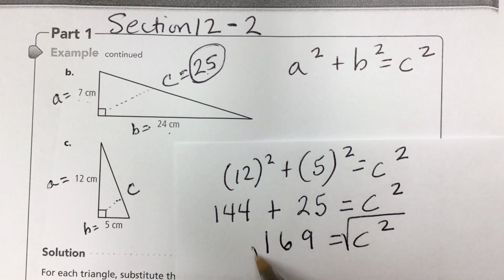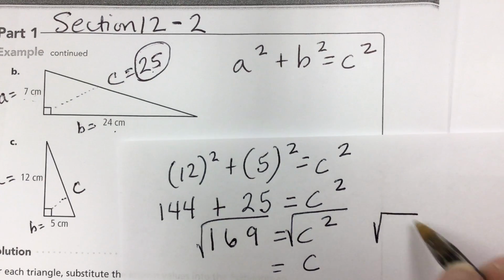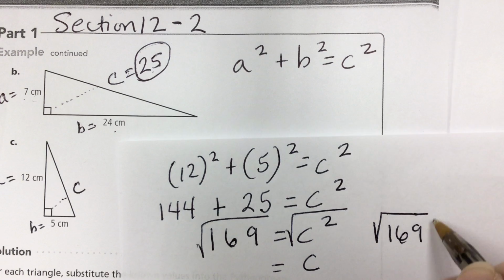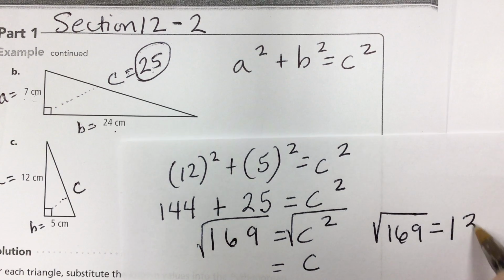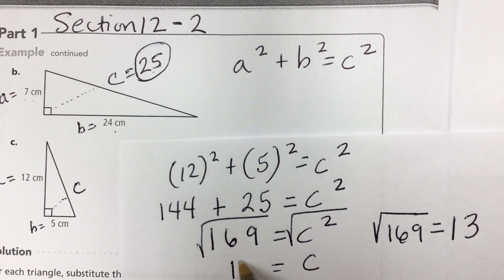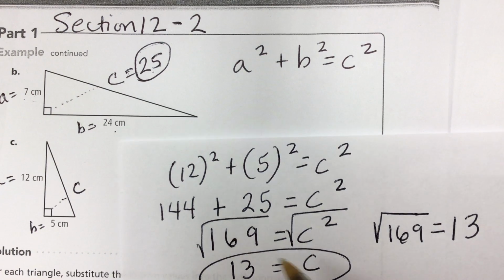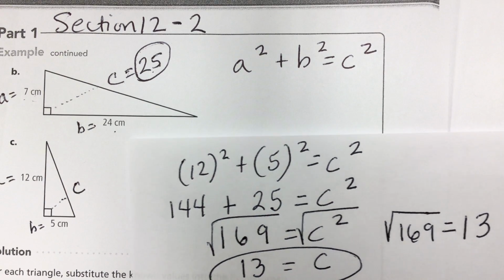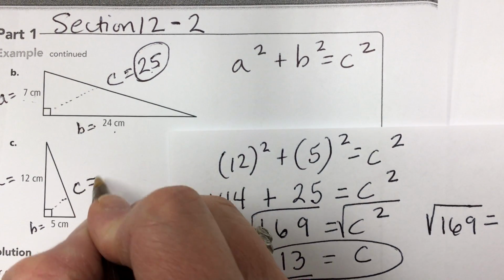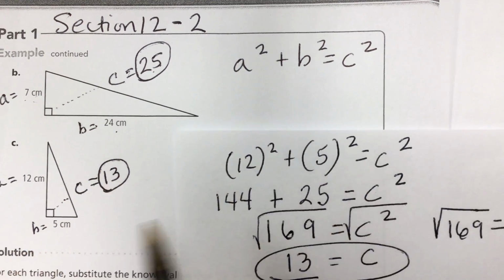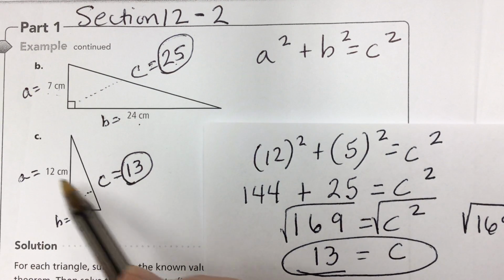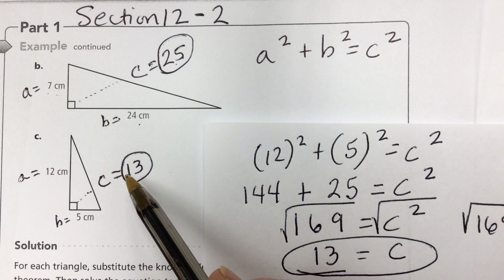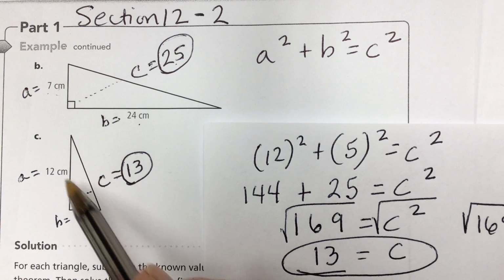Take the square root of both sides. So c is equal to, if you punch in your calculator, the square root of 169, you should get 13. Therefore, c is equal to positive 13. There's no such thing as a negative length of a triangle. So your hypotenuse in this problem is 13. Yes, it is larger than either of the two legs. Your hypotenuse always must be larger than either leg.